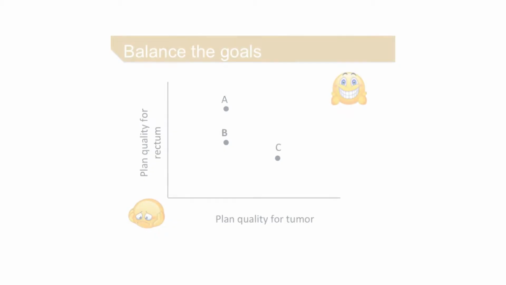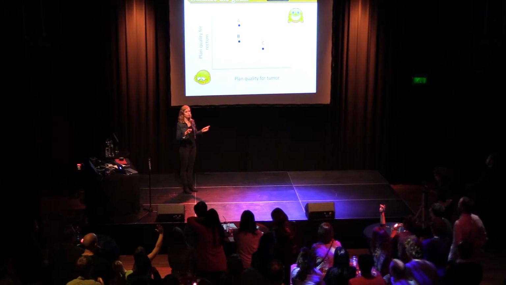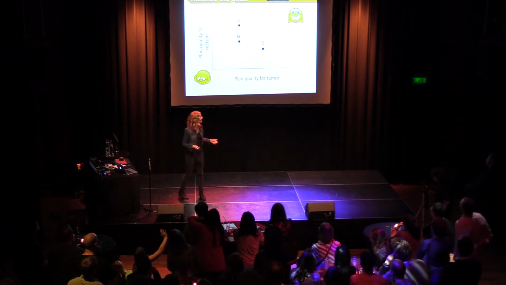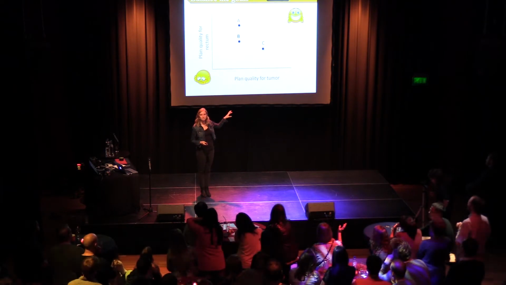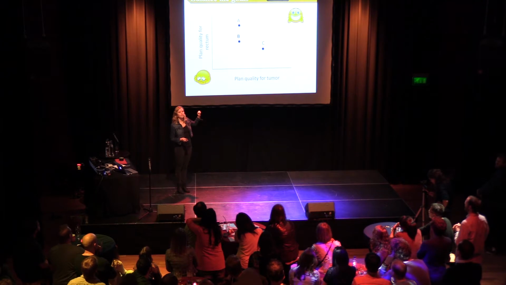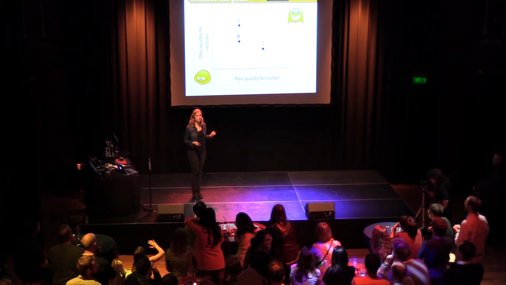So who would say, yeah, plan A looks like a decent plan? Nobody. 2 people, 3 people. 3 people who care about the rectum. Good. Who'd say plan B looks like a decent one? There's a few more. And who'd go for plan C? A lot of people suddenly. And there's some people who don't want to be treated at all. I can imagine that.